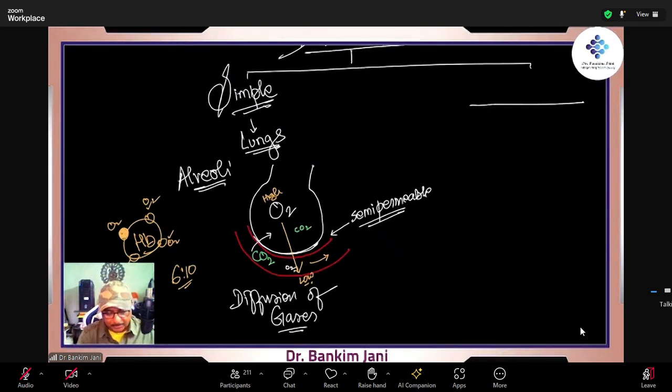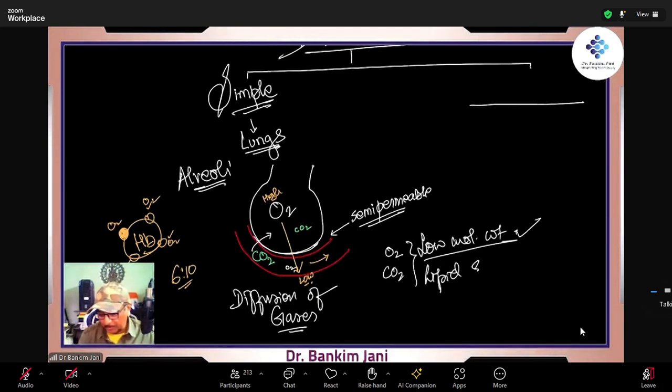Why is it possible that oxygen and carbon dioxide are both so comfortable in this exchange? Two major things. Both of them have low molecular weight, so that serves our purpose. Second, both these gases are lipid soluble, so this serves our purpose superbly. Both conditions fulfilled, so why use any ATP? And things are going good.